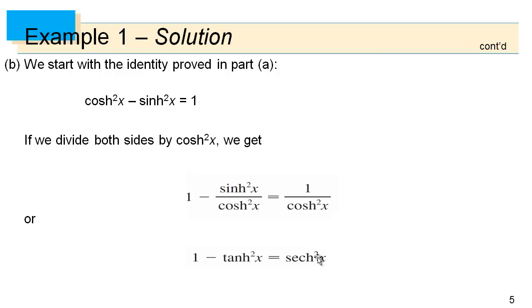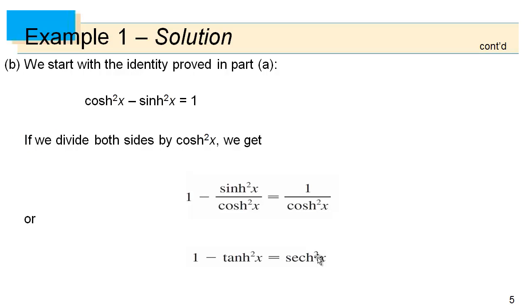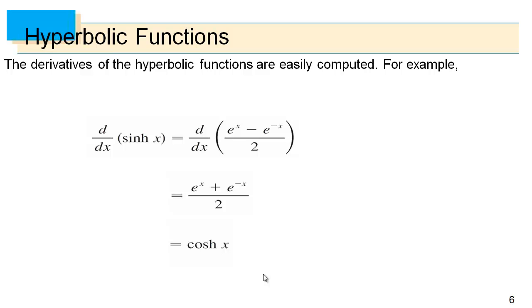We can get the other one, the 1 minus tanh squared equals sech squared, simply by doing what we did with our normal trig identities, and that's divide the whole thing by a particular function, in this case cosh squared. And that's how you get the second identity, 1 minus tanh squared equals sech squared. So like I said, a lot of this is just memorization stuff that you would put on a list of identities, just like anything else.